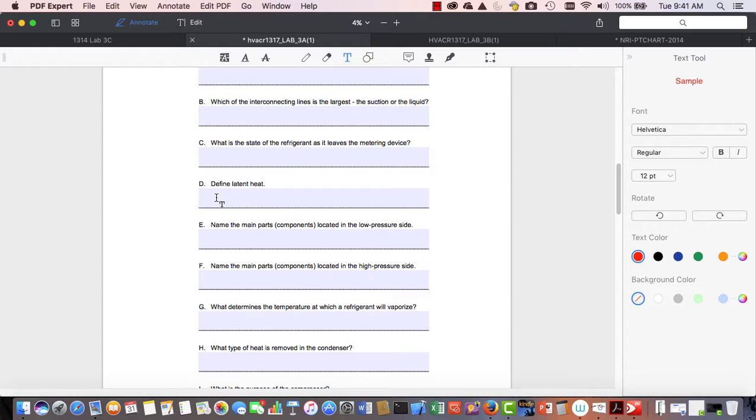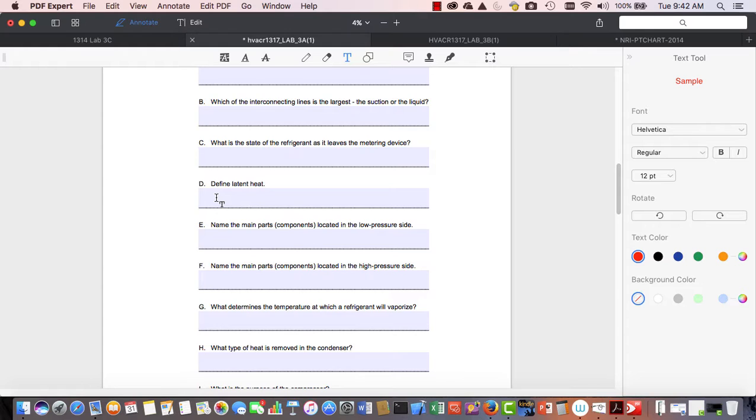The main parts or components located on the low pressure side is the evaporator. And if you want to talk about line sets, it's going to be your suction line. The main parts or components located on the high pressure side are going to be your discharge line, your condenser, and your liquid line. I'm not including the compressor or the metering device because those are my 2 points of pressure change in the system.